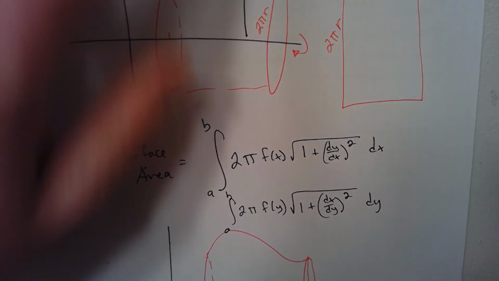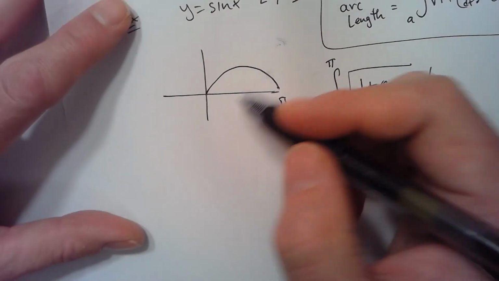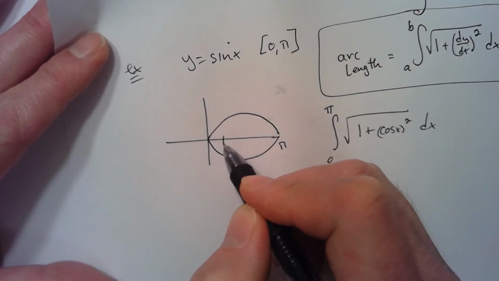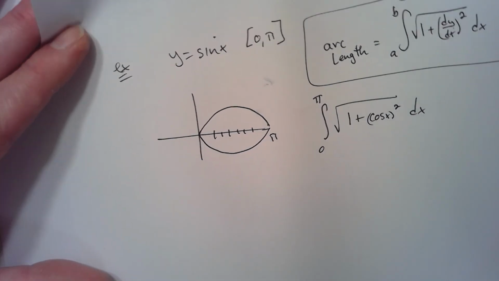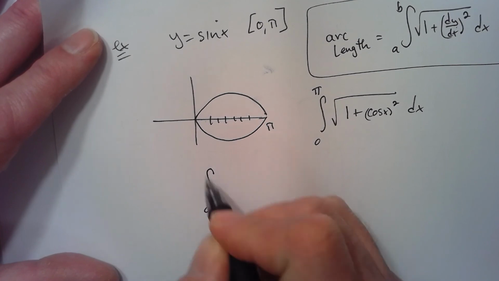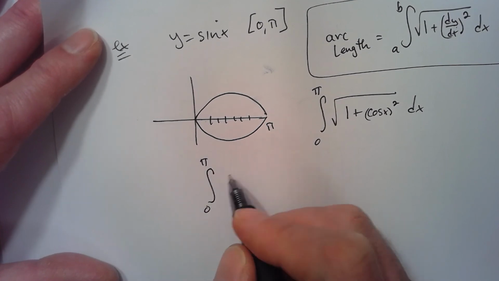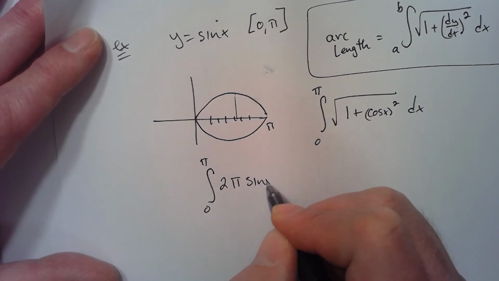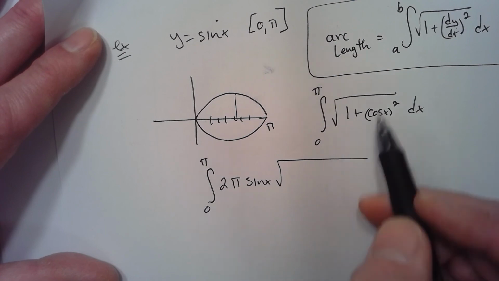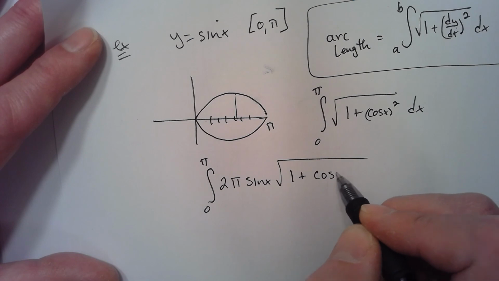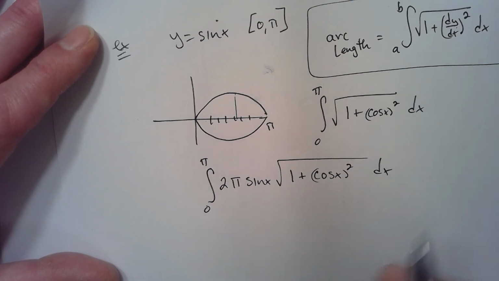So if I wanted to find the surface area created by revolving y equals sine x, basically how much leather it takes to make that football, that's the surface area of it. So it'd be the integral from 0 to pi of 2 pi r, which is sine x, times the square root of 1 plus the derivative squared dx.